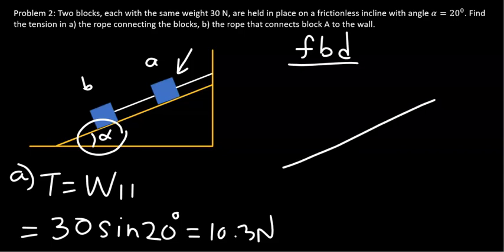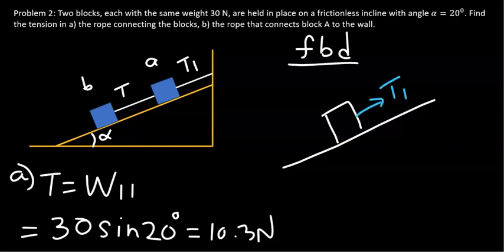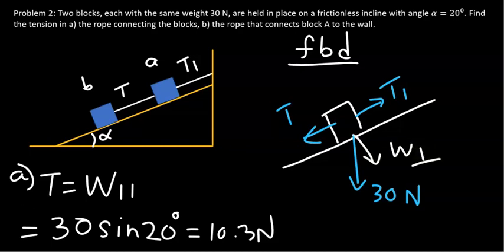So block A is connected by two strings, or two ropes, 1 and 2. So the tension in this rope has been found, that's T. Let's assume the tension on the upper rope is T1. So in the free body diagram, we should label T1 to be in an upward direction. T is going in that direction, downward direction. In addition to that, of course, you have to label the weight, 30 newtons, and the components of that 30 newtons, which is the perpendicular component and the parallel component.